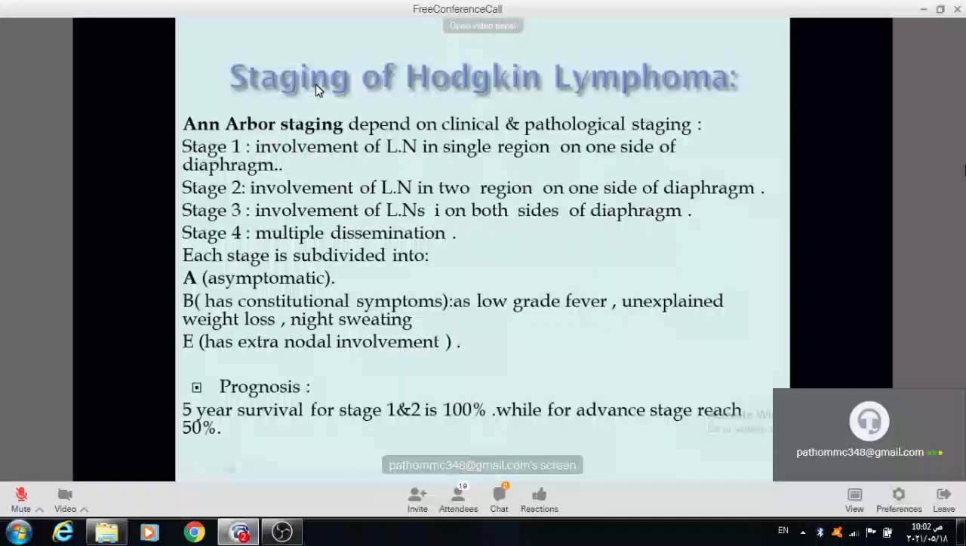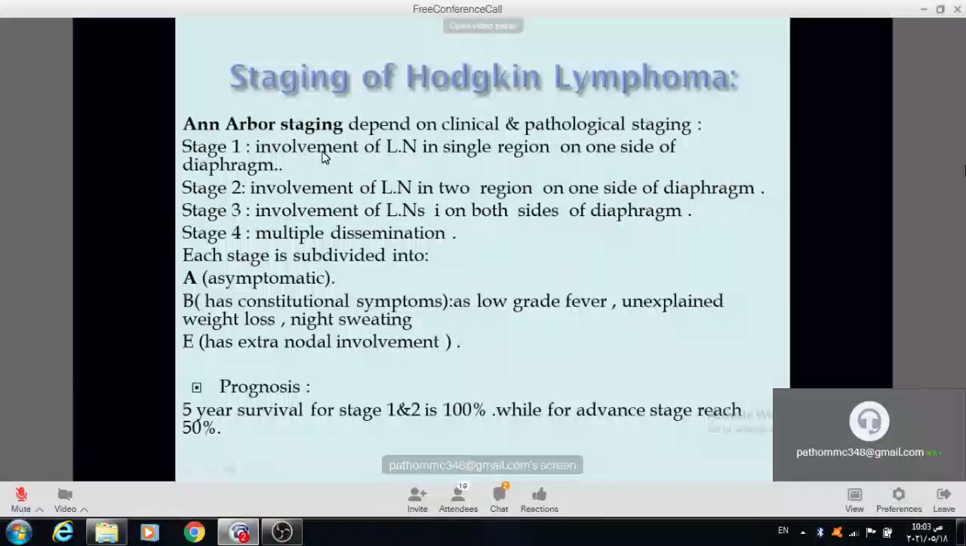Usually the staging system for Hodgkin lymphoma is the Ann Arbor staging system, which depends on clinical parameters, meaning some clinical findings, and some of it also depends on pathological, histopathological findings. Hodgkin lymphoma is divided into 4 stages: stage 1, stage 2, stage 3, stage 4. Going from localized to more diffuse, in a single region on one side of the diaphragm.